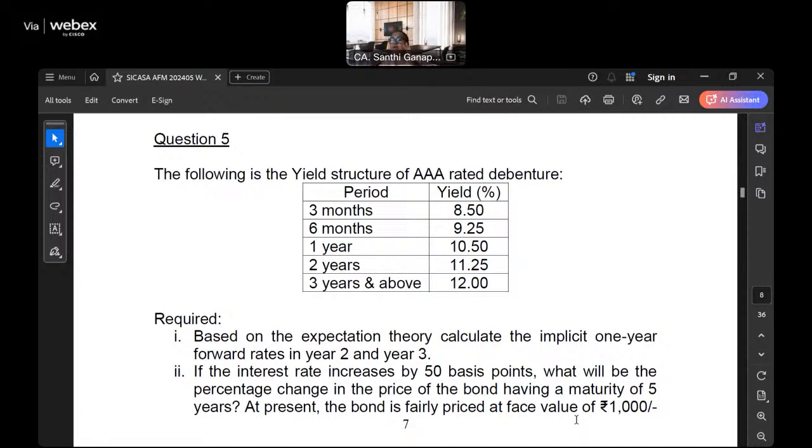So I plot the yield on the vertical axis and the time to maturity on the horizontal axis. The yield curve shows how the yield to maturity is related to term to maturity for bonds that are similar in all respects except maturity.